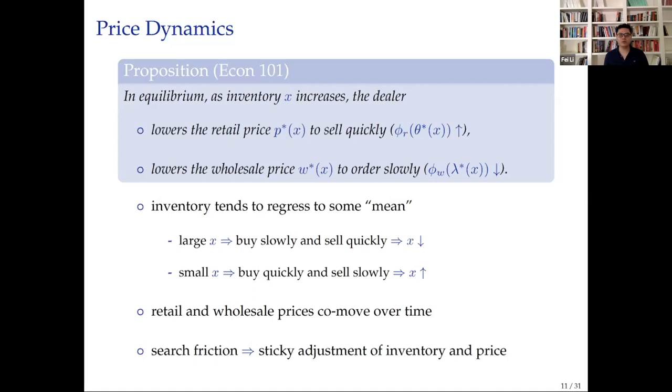The theory tells you your retail price and wholesale price will be constant. So this tells you you're going to have a sticky price adjustment because you have a sticky adjustment of inventory. Can I just briefly ask, it sounds so intuitive that I'm surprised we have not already worked that out before. Exactly. I don't know why.